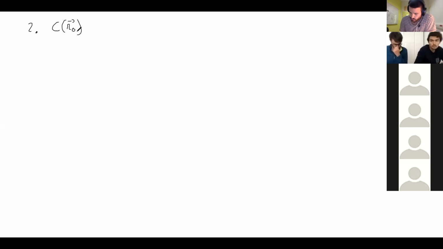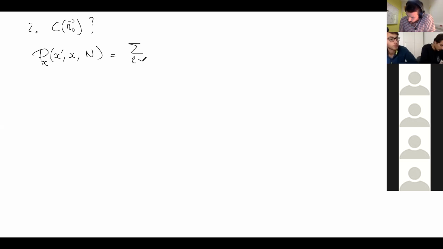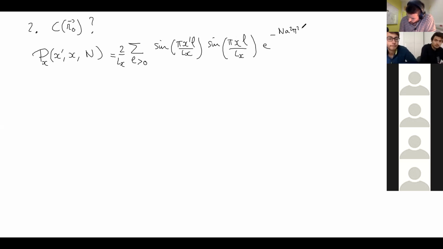So, the concentration profile. First, before doing the concentration profile, let me just comment on one fact. The probability starting at x prime, ending at x in n steps, which is my elementary observable. Remember its expression: it was a sum over all modes, with a factor in front and then a product of sines. It's always the same long expression, but there is nothing complicated in it. And this exponential, minus n a squared pi squared L squared over 6 Lx squared. Okay, this is this guy.